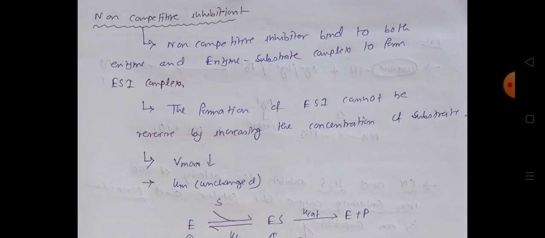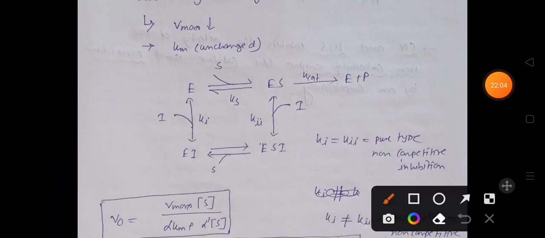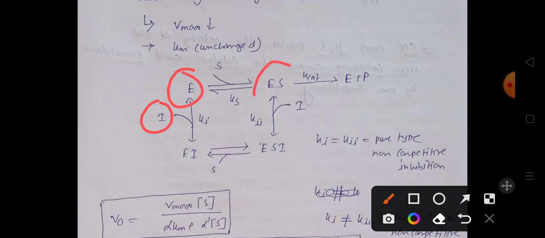Now let's talk about non-competitive inhibition. Okay, so non-competitive inhibition is literally a mixture of uncompetitive inhibition as well as competitive inhibition. So here, if we directly see the figure for non-competitive inhibition, you can understand that here the inhibitor can bind with the free enzyme as well as the enzyme substrate complex, right? That means literally it is a mixture of competitive as well as uncompetitive inhibition.